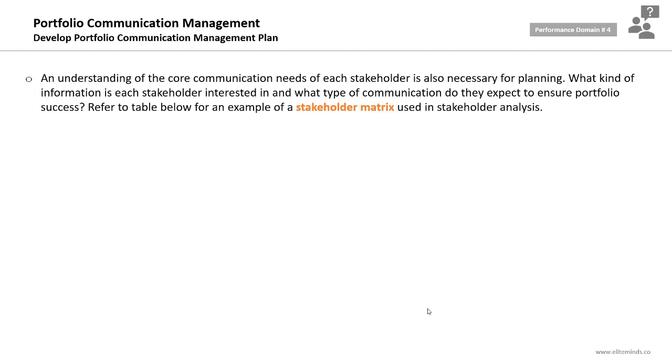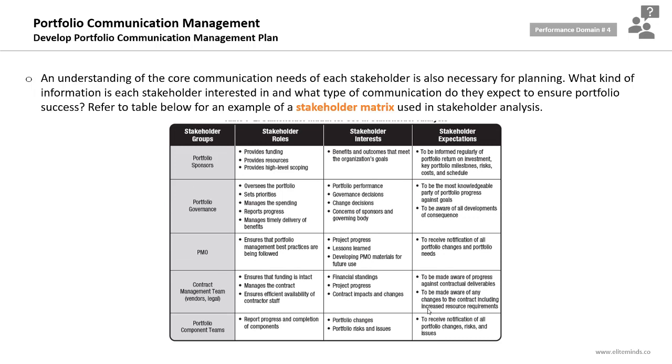An understanding of the core communication needs of each stakeholder is also necessary for planning. What kind of information is each stakeholder interested in, and what type of communication do they expect to ensure portfolio success? The table below is an example of the stakeholder matrix, which we usually use in the stakeholder analysis, with 4 columns. This is a simple matrix mapping the stakeholder groups: portfolio sponsors, portfolio governance, portfolio management office, contract management team, and portfolio component teams. You will map them with the stakeholder roles, stakeholder interest, and stakeholder expectations. So this is an example of the stakeholder matrix you will have after conducting the stakeholder analysis.